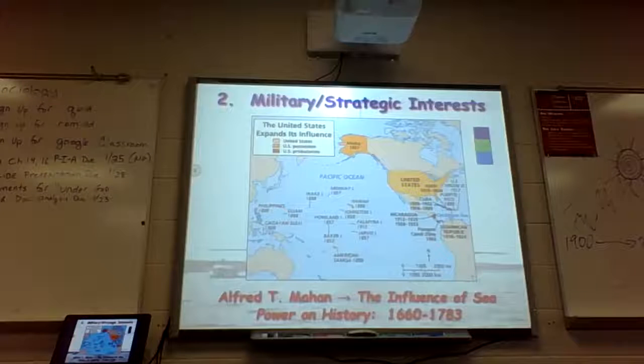Okay. The reason Nicaragua is also colored is because there was also a suggestion to build a canal through Nicaragua. And you might think, well, that's stupid, but Nicaragua has huge lakes. So it was actually fairly feasible.